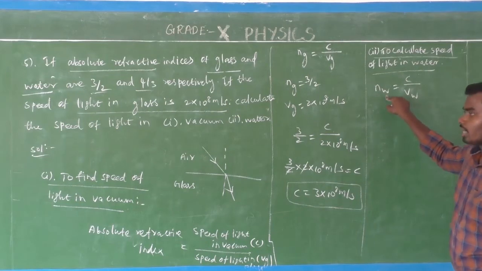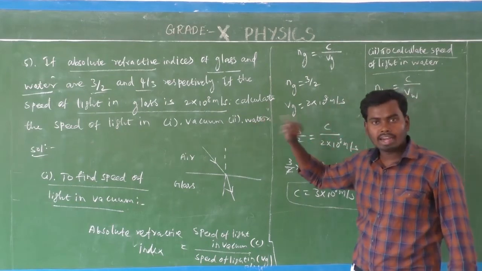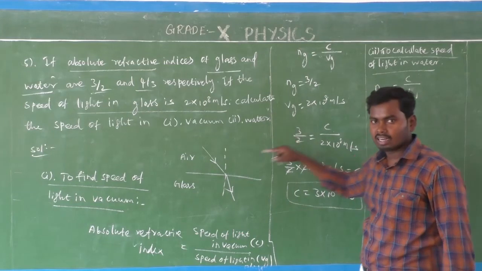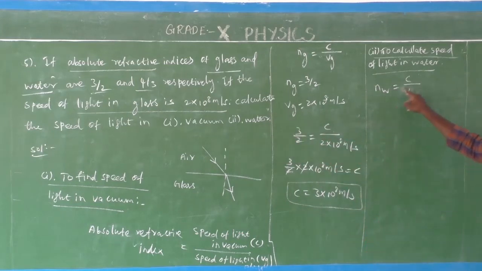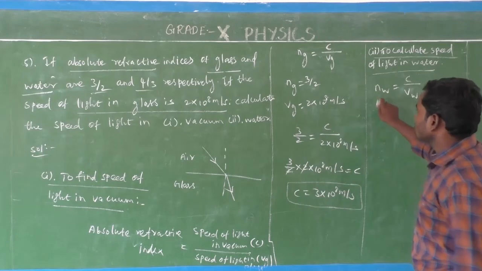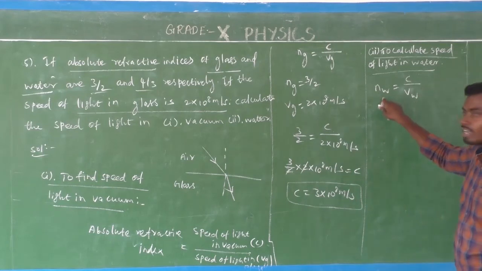NW is the refractive index of water, because in the second case light goes from air into water. The water medium is the one light enters, so that is written first. Next, that is equal to the speed of light in vacuum divided by the speed of light in that medium. What medium? The water medium. So now, what is the value of the refractive index of water with respect to air?